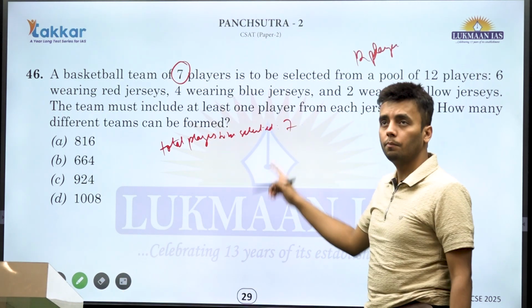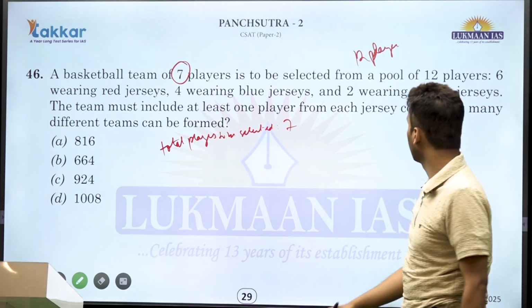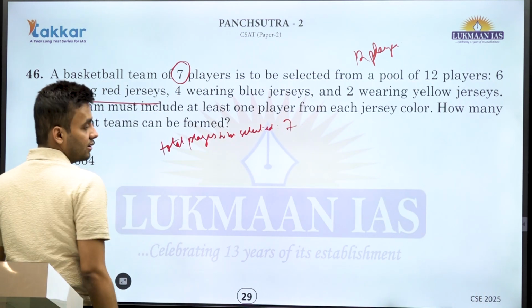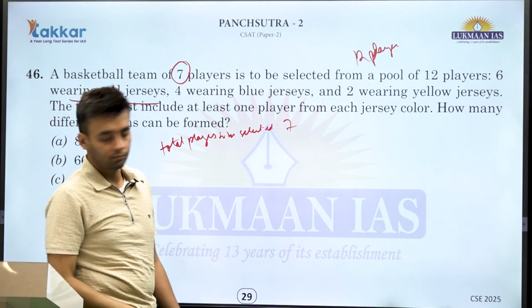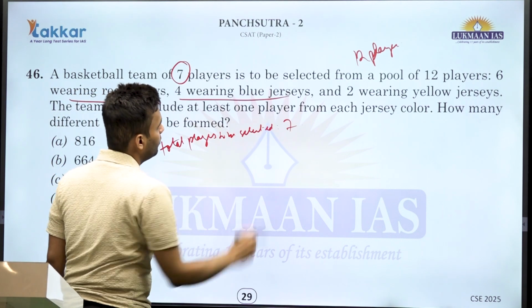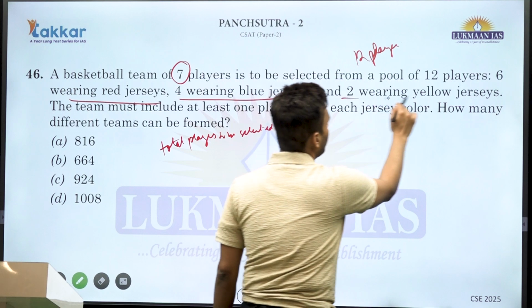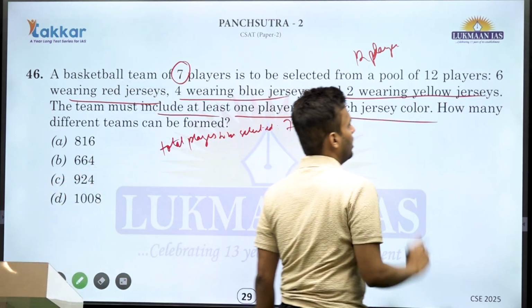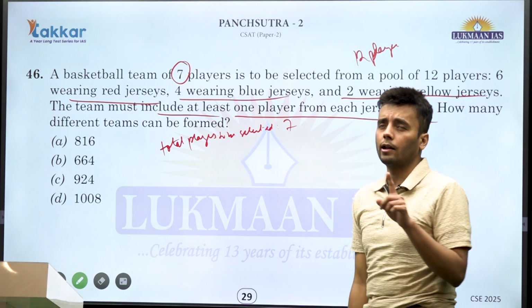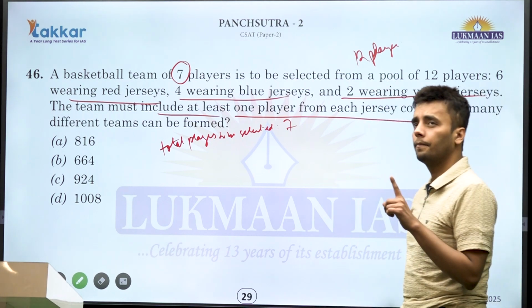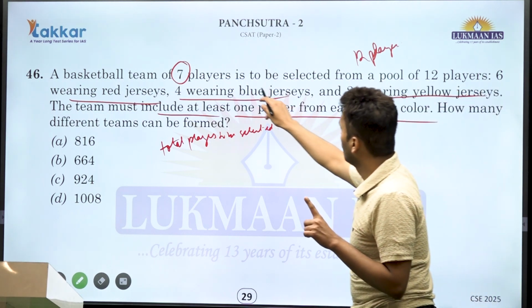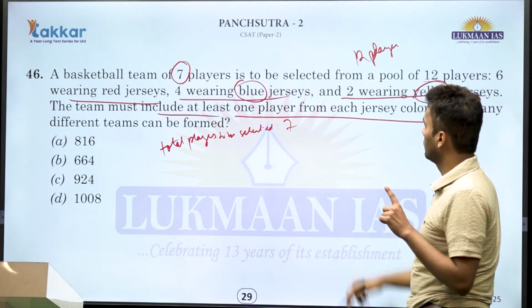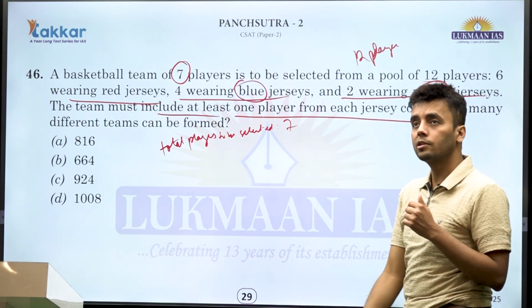Out of 12 players, 7 players need to be selected, in which 6 are wearing red jerseys, 4 wearing blue jerseys, 2 wearing yellow jerseys, and the team must include at least 1 player from each jersey color. So there must be 1 player with a blue jersey, 1 with a red jersey, and 1 with a yellow jersey. So how many different teams can be formed?